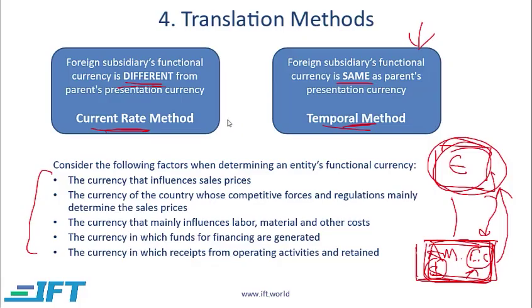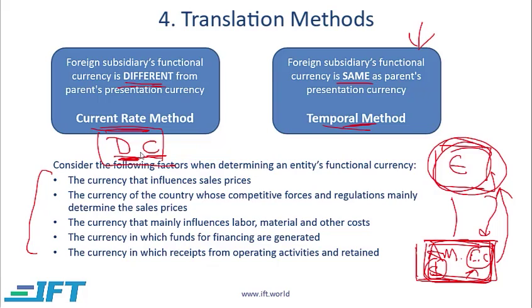This is critical, but students often forget. So I'll give you two little techniques to remember. One simple thing to remember is just DC, or let's say direct current. If there is a difference between the foreign sub's functional currency and the presentation currency, then use the current rate method. That's one silly way of remembering.